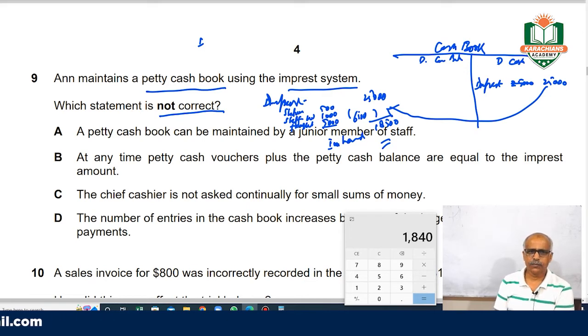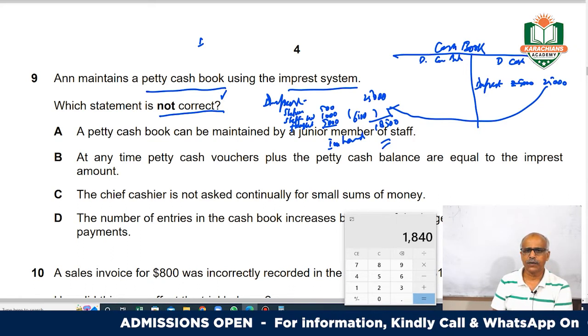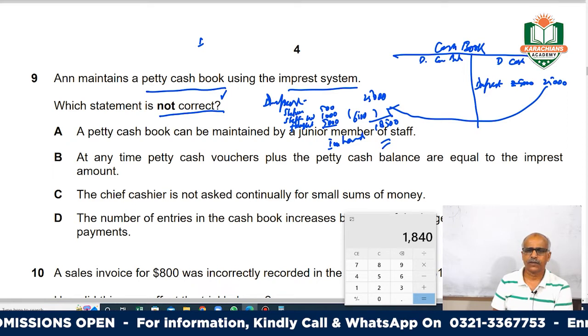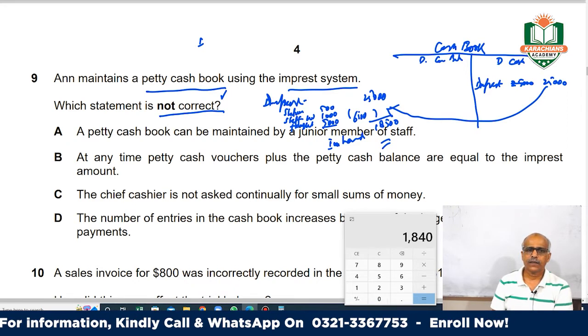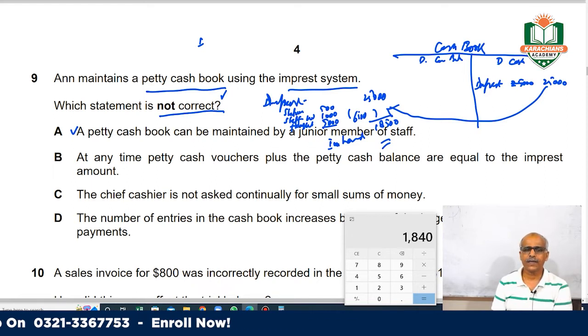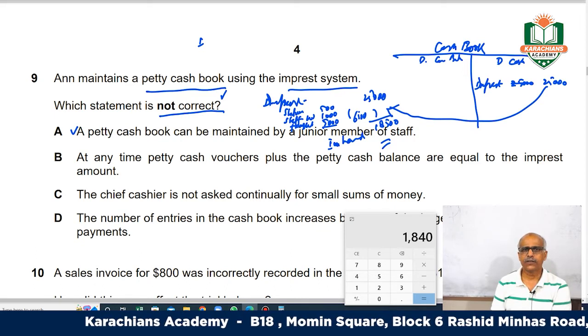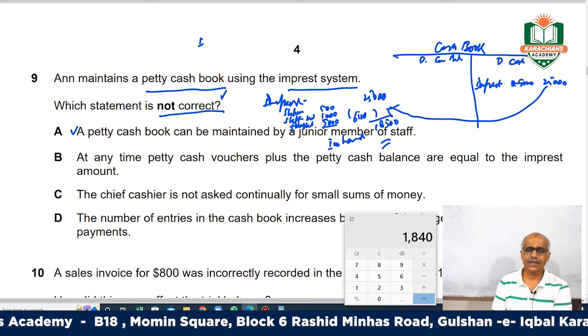So maintain the cash book. He is saying which statement is incorrect. You have to show the incorrect statement. Let's see: a petty cash book can be maintained by a junior member of staff. This is very much right. So this is a correct statement, and we have to show the incorrect. This is correct because the cashier or the treasury manager is not supposed to maintain the imprest. For that purpose, a very small clerk is assigned this job of petty cash. So this is correct.